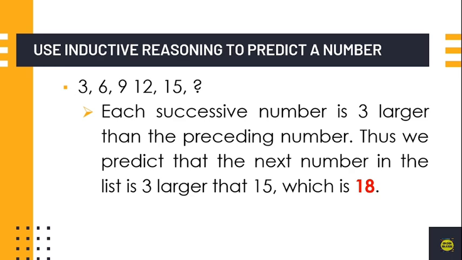From this example, class, we can create a conclusion based on the specific example, right? 3, 6, 9, 12, 15. So what's next? As you can see, the pattern is: start from 3, add by 3. So 3 plus 3, 6 plus 3, 9 plus 3, 12 plus 3, 15, and plus 3 is 18. That means 18 is the next term after 15.